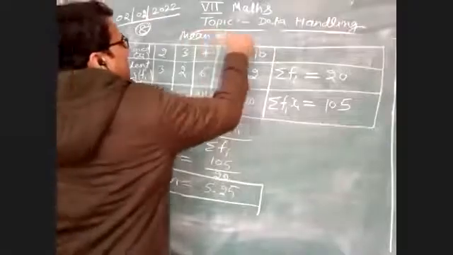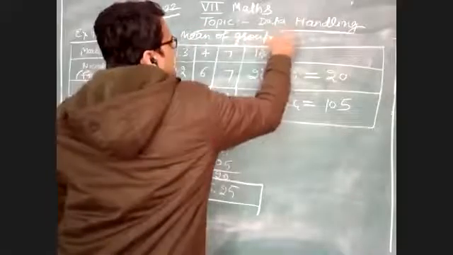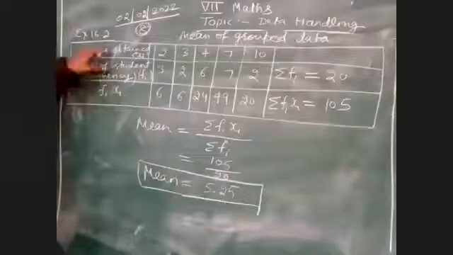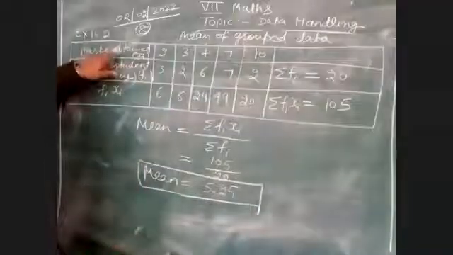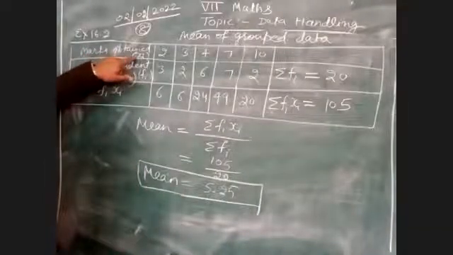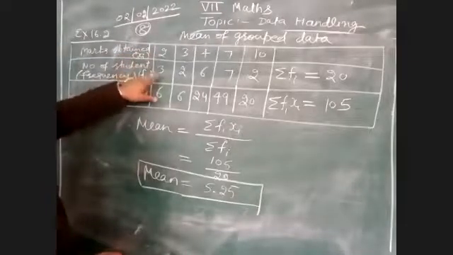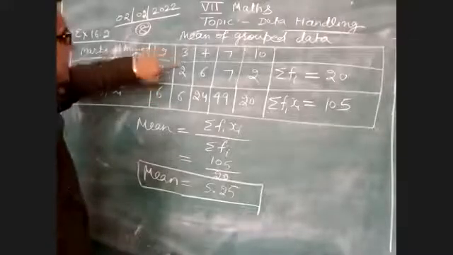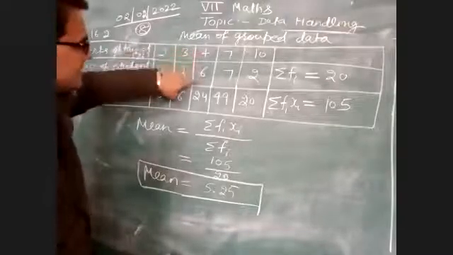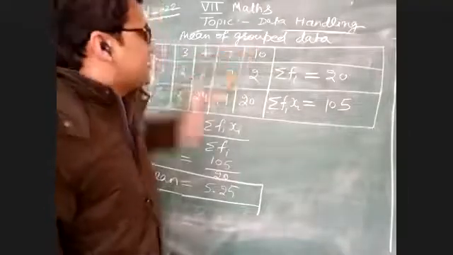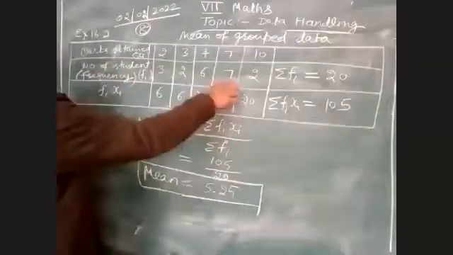Mean of grouped data: in grouping, the frequency will always be given. I am repeating this question again. The marks in this table are given in your statement. These are the marks obtained, this is xi representation. Marks obtained 2, the number of students is 3. Those who obtained 3 marks, there are 2 students. Those who obtained 4 marks, there are 6 students. Those who obtained 7 marks, there are 7, and those who obtained 10 marks, there are 2 students. So the number of students is given, that is the frequency.